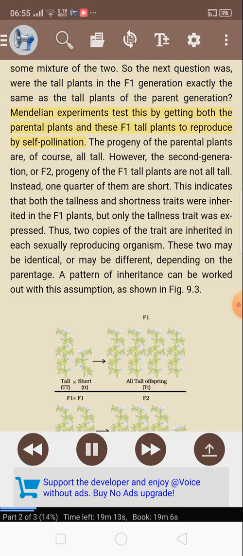Mendel's experiments tested this by getting both the parental plants and these F1 tall plants to reproduce by self-pollination. The progeny of the parental plants are, of course, all tall. However, the second generation, or F2, progeny of the F1 tall plants are not all tall. Instead, 1/4 of them are short.